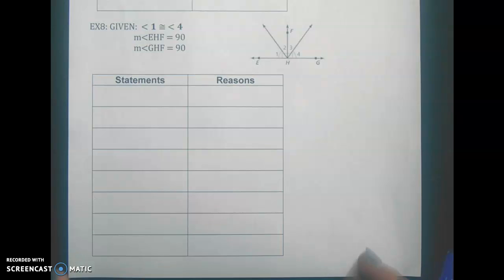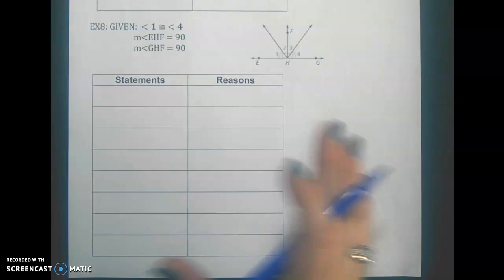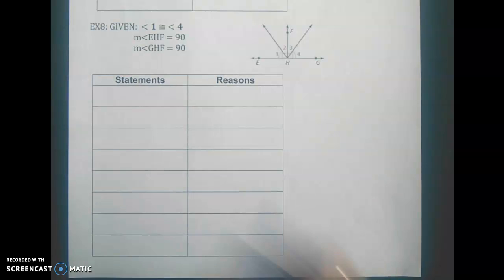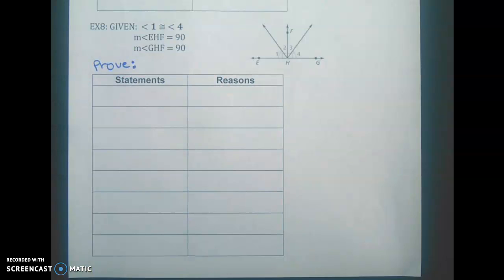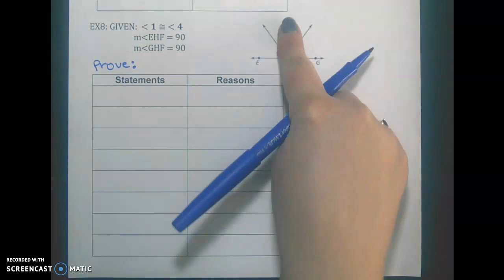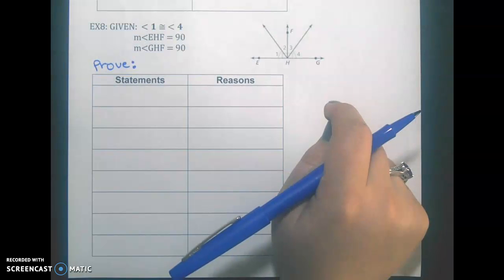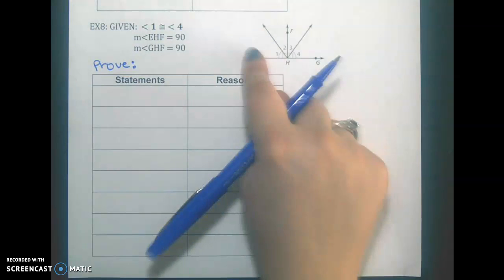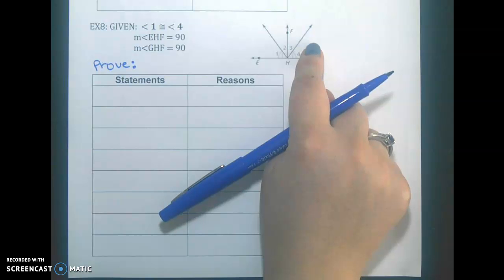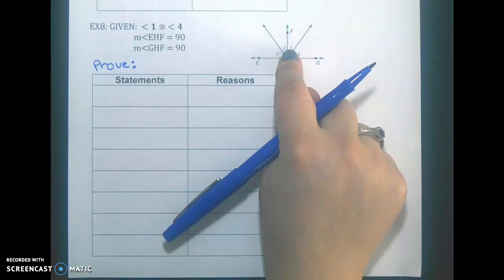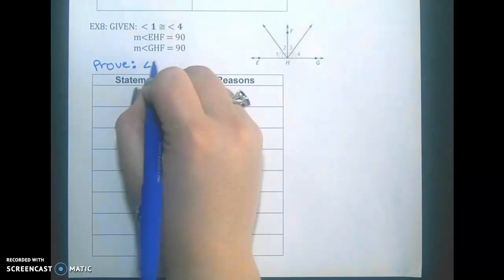So first of all, I'm not told to prove anything, so I need to analyze this diagram and what I'm given and think about what I can prove about this scenario and this diagram. And so I'm told that these are both right angles, so I know that those are congruent, and I'm told that angle 1 is congruent to angle 4, so I should be able to prove that angle 2 is congruent to angle 3. And so that's what I want to prove here.